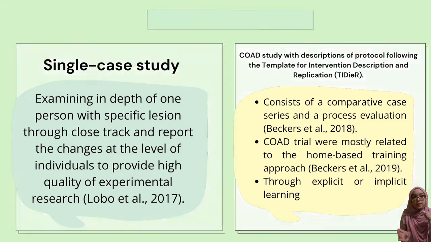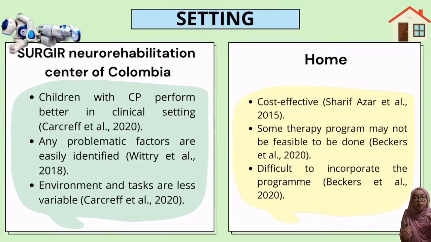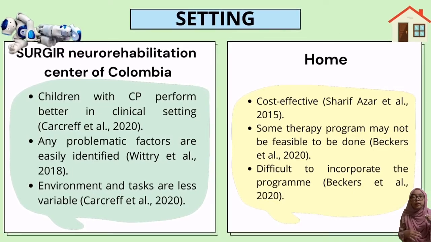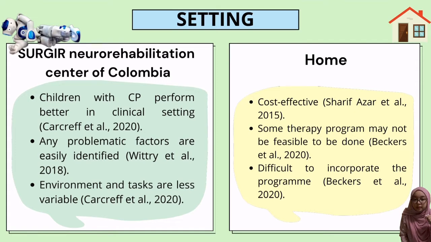For the social assistive robot case study, the setting takes place in the Surgery Neuro Rehab Center of Columbia. It has been reviewed by Kharkiv in 2020 that children with cerebral palsy will perform better in a clinical setting, as it is easier to identify any problematic factors or barriers to walking immediately throughout the treatment intervention. However, the environment and tasks will be less varied as the treatment program will be limited to the rehab gym area.